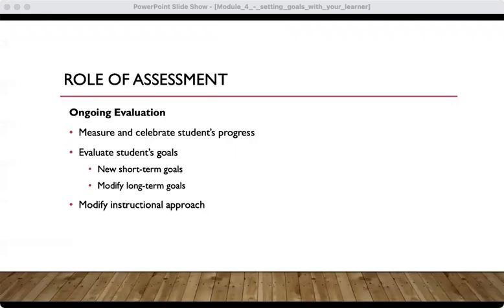The role of assessment. We use ongoing evaluation to measure and celebrate the learner's progress, check off goals that have been accomplished, and establish new short and long-term goals, as well as to make any needed changes to the instructional approach. Ongoing evaluation usually occurs at specific milestones. These milestones may be based on time in the program, for instance, every 4 or 6 months, or hours of instruction, maybe at 40, 50, 80, or 100 hours of instruction, or it can be on completion of a project or a level in a set of published materials.